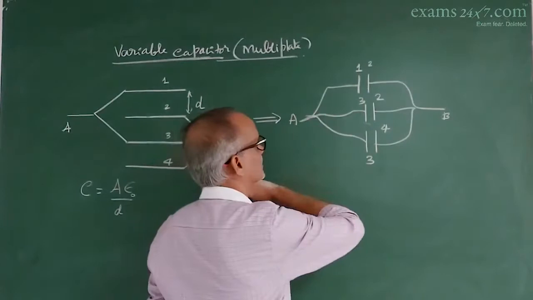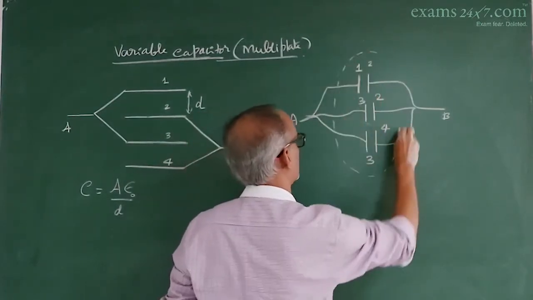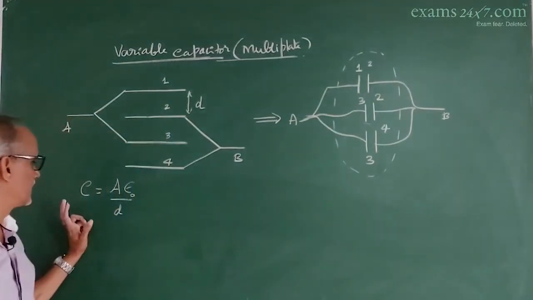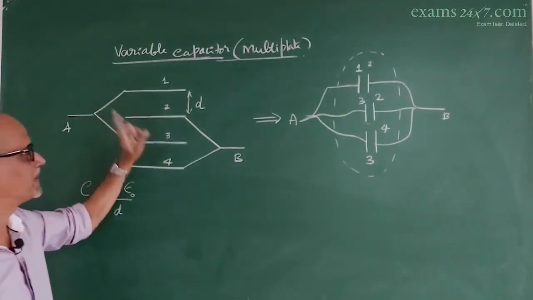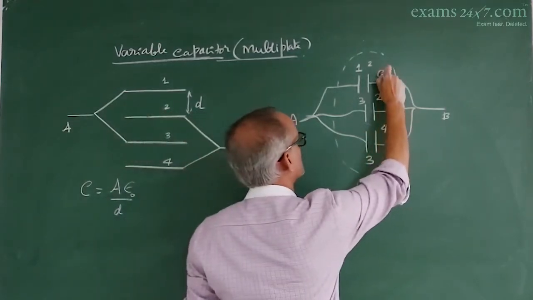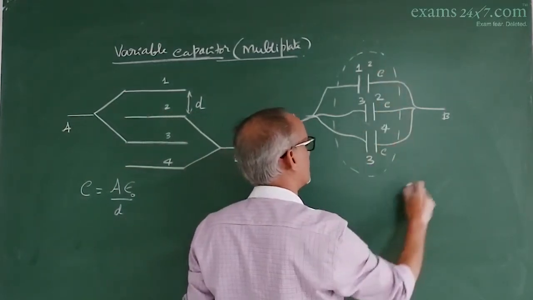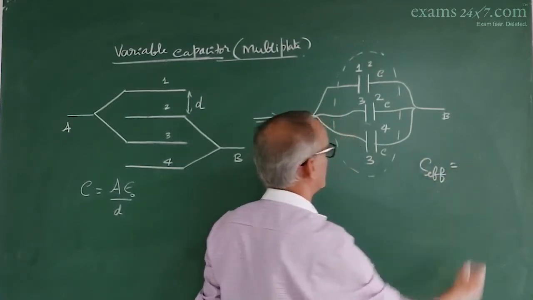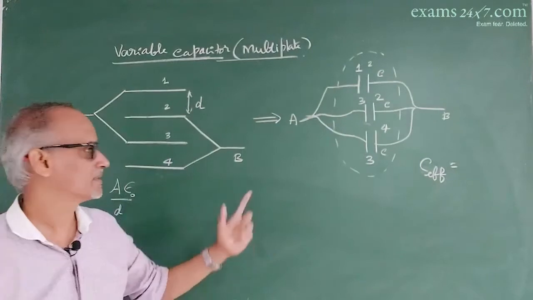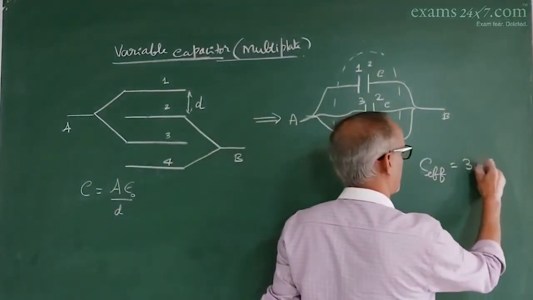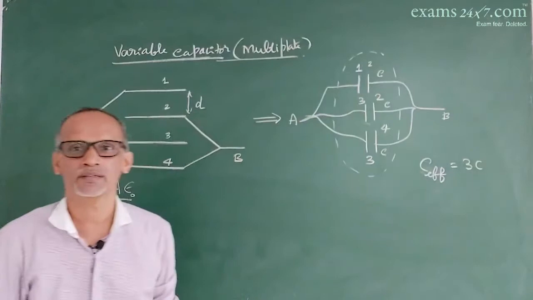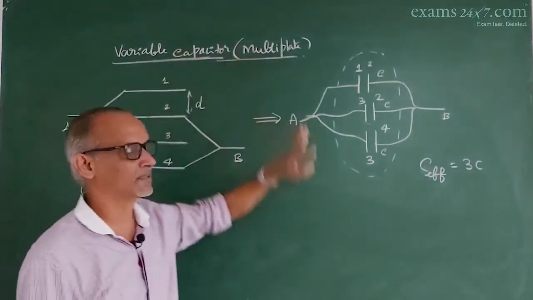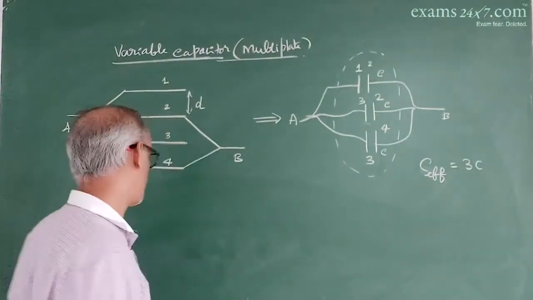And what kind of combination is this? This is a combination where 3 capacitors are connected in parallel. And I have told you, let the capacity between each 2 plates be C. Then this becomes a C, this becomes a C, this becomes a C. Therefore, C effective is C plus C plus C, that is the parallel combination, and we will get an answer of 3C. So, this is how the plates are arranged in a variable capacitor or a multi-plate capacitor.